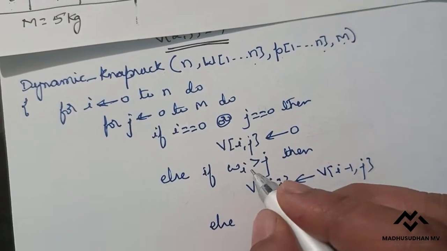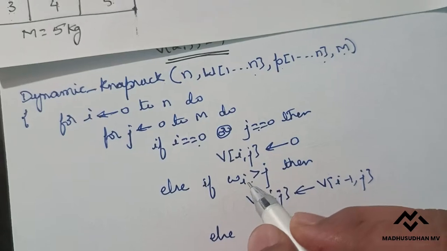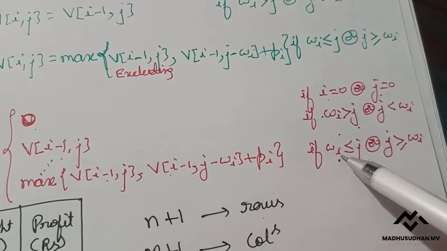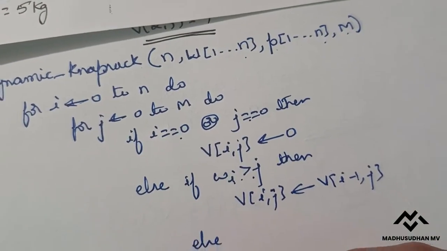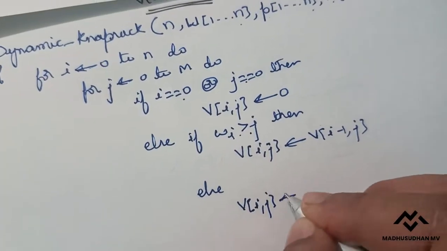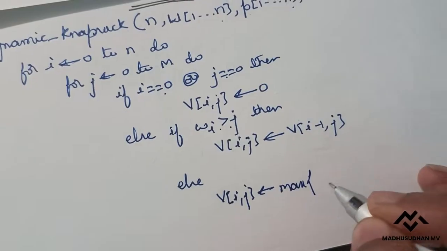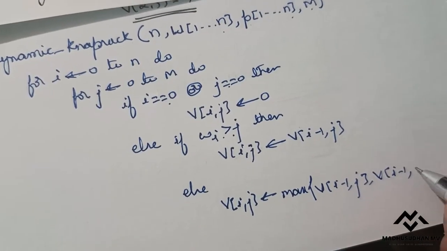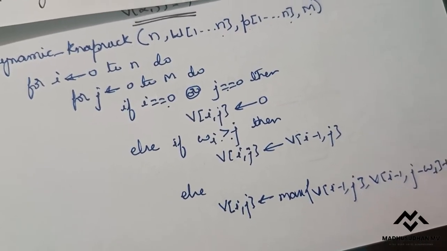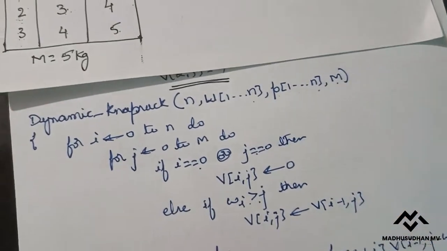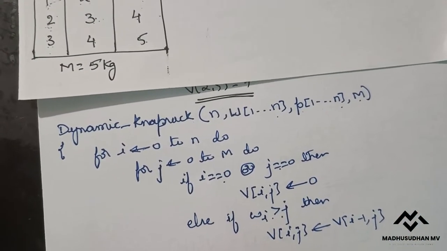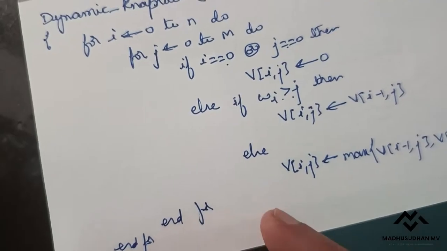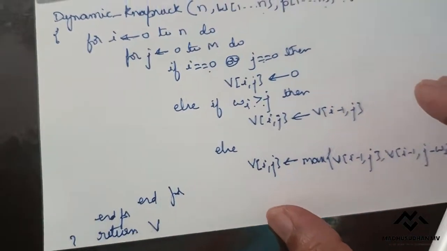Else, assume this condition is also false. I is also not 0, j is also not 0, weight of the object is not greater than j, then obviously this is the case. When these two conditions fail, obviously this is the case. So directly write else value of I comma j is equal to the maximum of value of I minus 1 comma j, value of I minus 1 comma j minus wi, plus pi. Okay, that's it. This is the end. Finally, we need to return the value table. That's it. This is the algorithm.